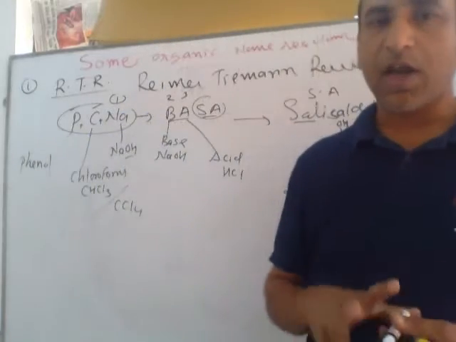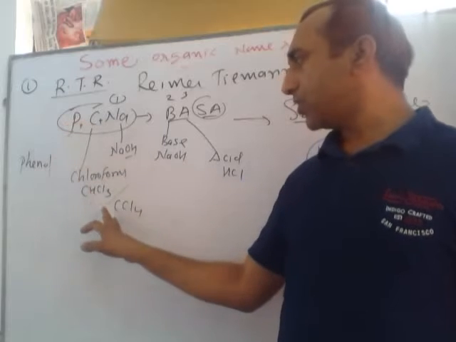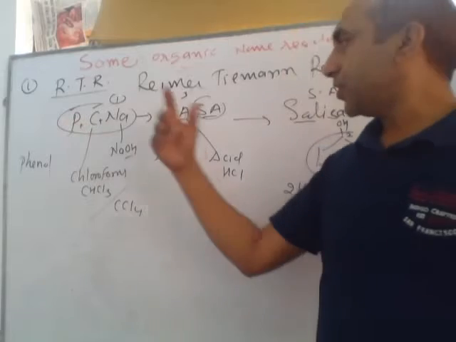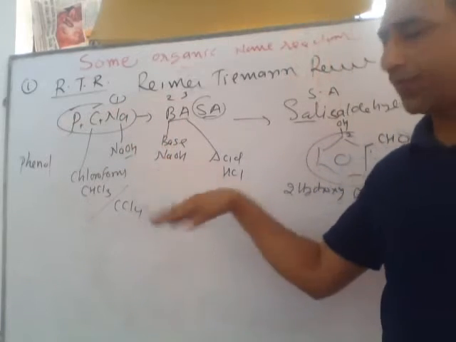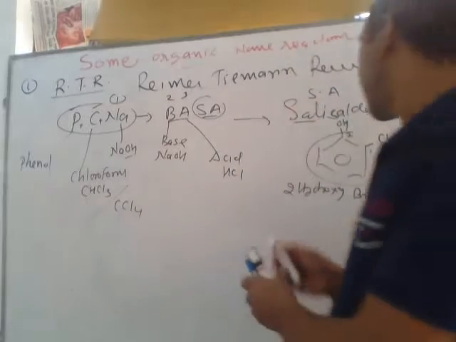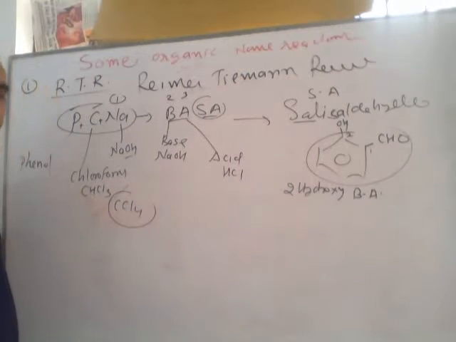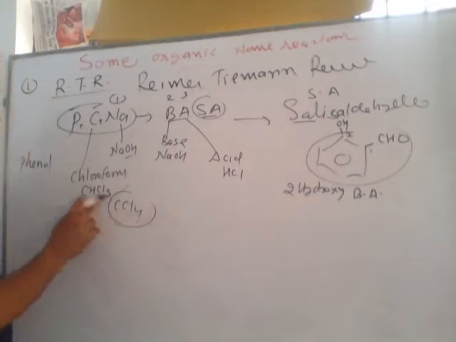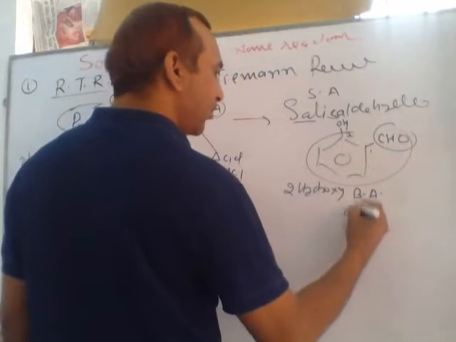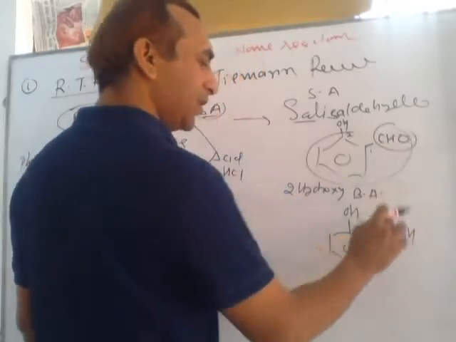We can say in Riemann-Tiemann reaction we treated these three compounds, phenol, chloroform, otherwise CCl4, with NaOH. Then a compound is formed. If this compound is treated with base, with further reaction with HCl, it gives salicylic aldehyde. This is salicylic aldehyde. If in the reaction you are using CCl4 instead of CHCl3, instead of this group a new group will be added on the same position. The new group, this is aldehyde, this is acid.